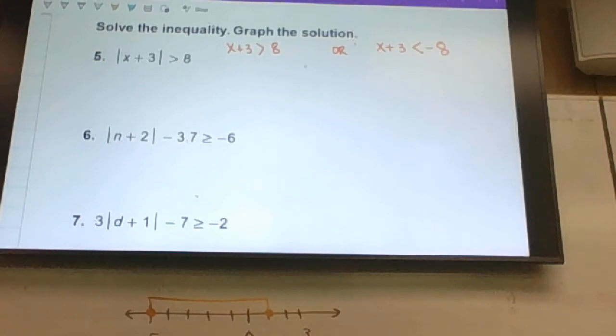Go right down. If you haven't started yet, write down number 6. I'm doing it right now. 20. 3.7. I haven't even solved it yet. Like, let me.